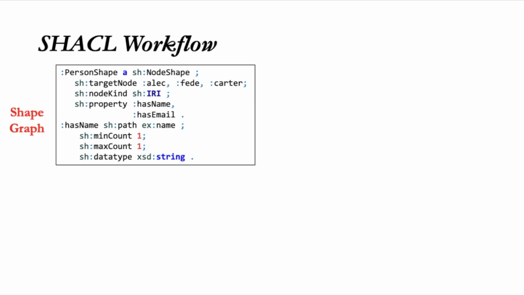And if you look at that has name property, you see there's more information down here constraining the shape. Has name has certain constraints on it. Namely, you have to use this object property to characterize it, ex:name. And you have to have exactly one of those. That's a string.